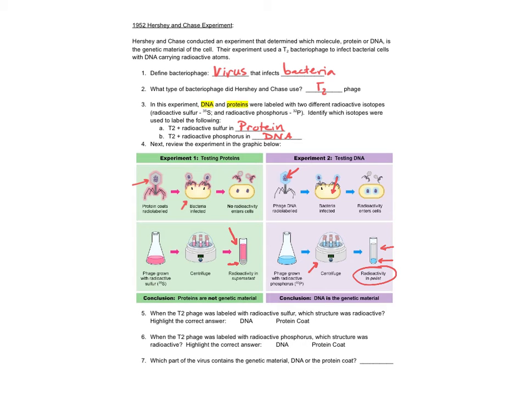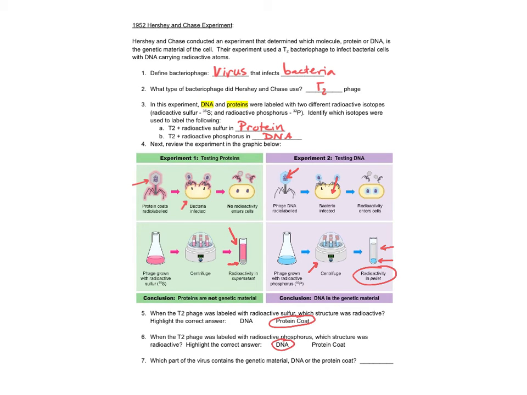Let's do our questions at the bottom. Number 5 says, when the T2 phage was labeled with radioactive sulfur, which structure was radioactive? And you should have found that sulfur made the protein coat radioactive. And then number 6 says, when the T2 phage was labeled with radioactive phosphorus, which structure was radioactive? So the phosphorus labeled the DNA.